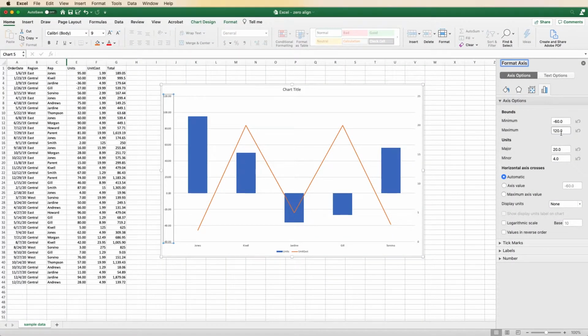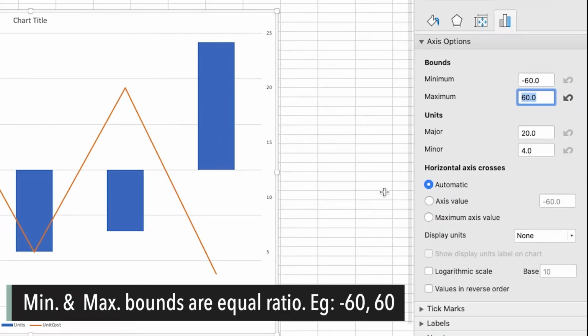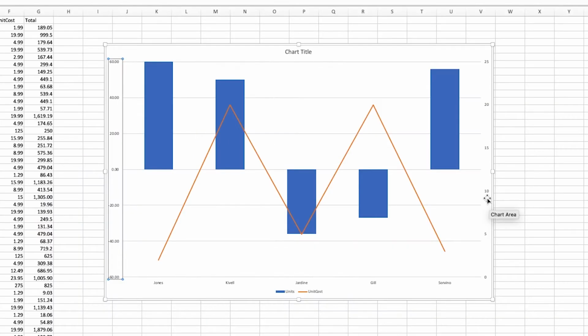Now the easiest way to do this is to ensure the two axes have the same ratio of the maximum value to the minimum value. In other words, we're going to change the values of both primary and secondary y-axis. Make sure they're even.